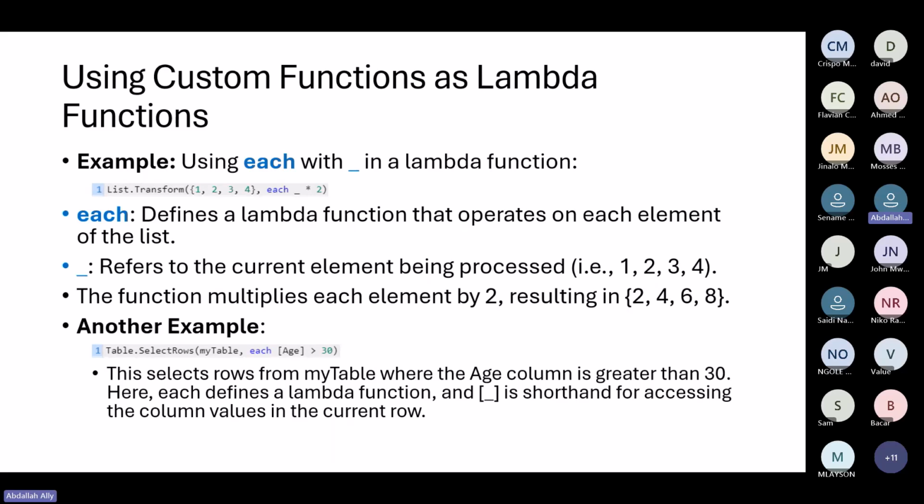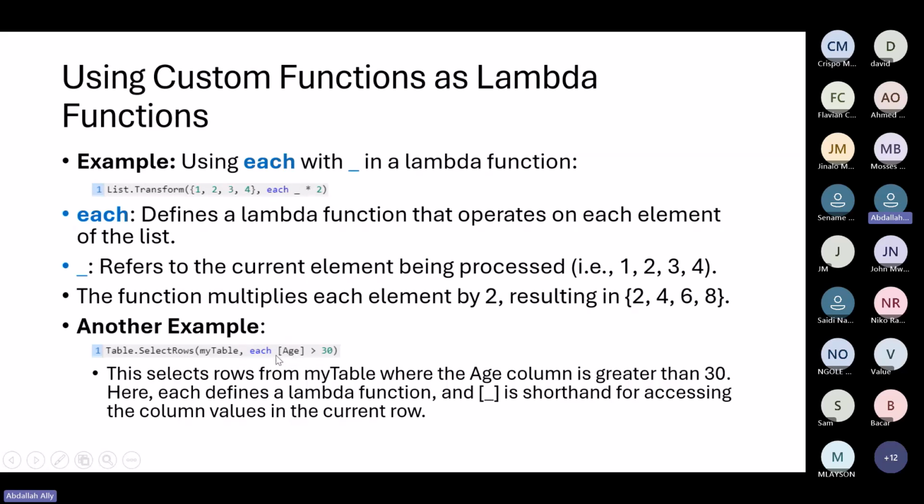Okay, another example. For example, if we're working with a table, and the table has a field named age, you say each age greater than 30, maybe because you want to return all records with age greater than 30. Microsoft provides a simplified way when you're using each on a record. Here you were supposed to write each underscore age. The meaning is that underscore is a record: go to the current record, which is underscore, then access a field called age. So you get the value of age in the current record.